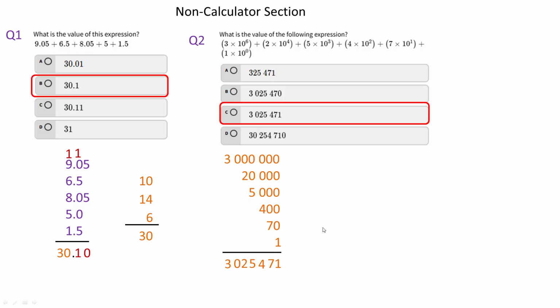Now, another way you can do this is you just start writing the digits. It goes in order, highest power to lowest power. So you could just write the 3, and because there's no 10 to the 5th, then we put a 0, and then a 2, and then a 5, and then a 4, and then a 7, as long as the exponent is going down by 1 each time. And then lastly, there'd be a 1 on the end here, which again is 3,025,471.